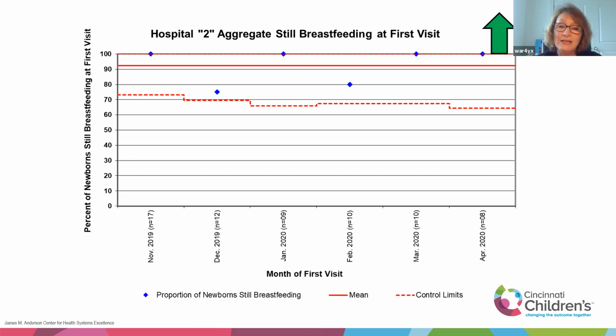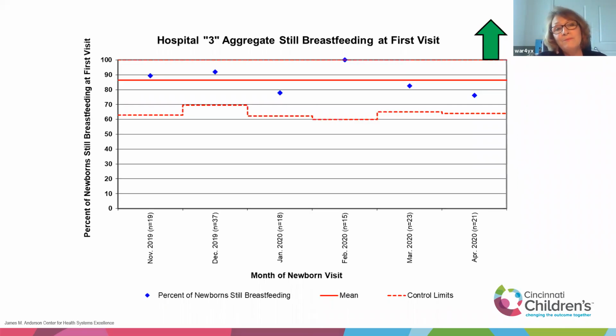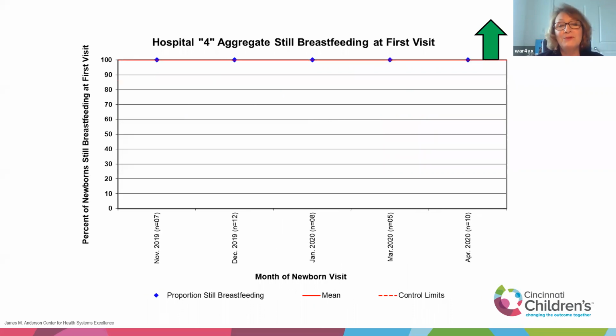And then Hospital 3, next slide, we have a bigger room for improvement with Hospital 3. We have about 86% of babies are still breastfeeding at the first visit. So that means 14% of them started breastfeeding, but are no longer breastfeeding by that first newborn visit. And then finally, Hospital 4 is doing very well at 100% at the first visit, still breastfeeding. The numbers you'll notice on the x-axis are a smaller number of babies from Hospital 4, but definitely something we want to explore in more detail because they're doing so well.